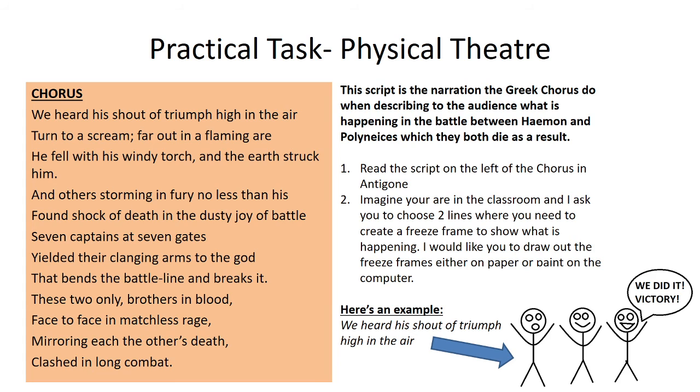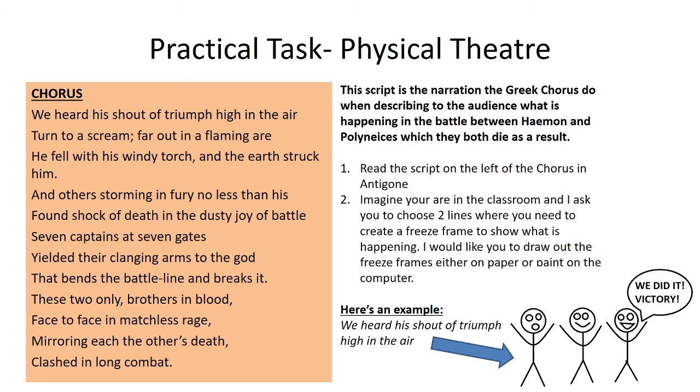So for example, I've done an example here of the first line. So the first line is, we heard his shout of triumph high in the air. So as you can see on the bottom right, I've done a bit of an example. I've used paint to draw some 3 stick men, and then I've got one person that said, we did it, victory. So that just does a bit of a freeze frame to show what the body language would be like for the characters, okay? So I would like you to choose 2 lines on either of the chorus lines, and I would like you to draw a picture of how you would do it as a freeze frame, okay?